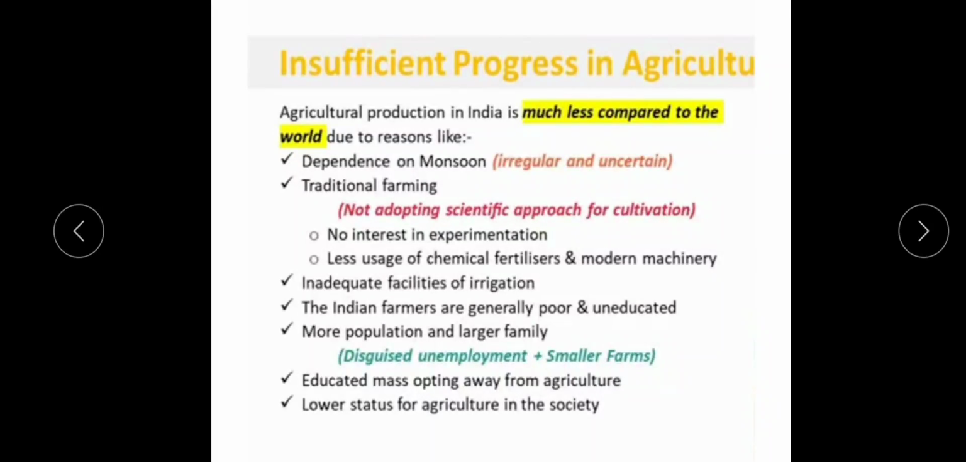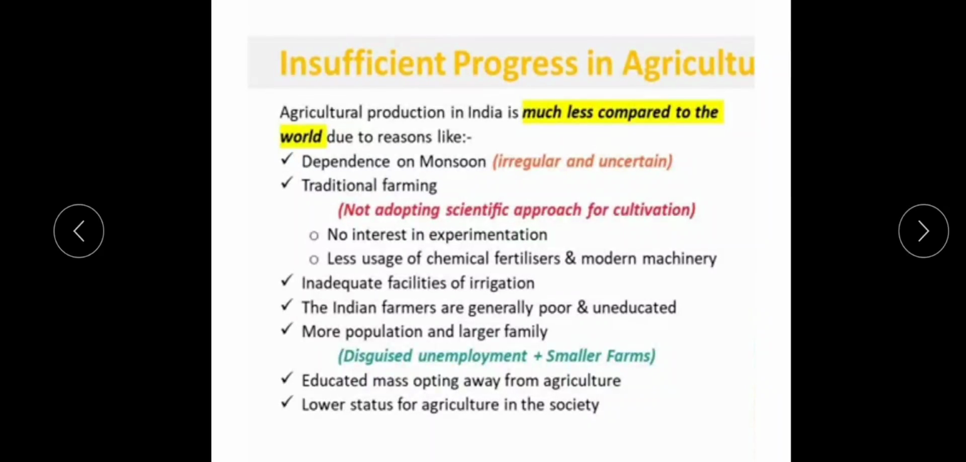And as there is more population and large families, there is disguised unemployment plus smaller farms. In those smaller farms, disguised unemployment means it is a small farm where only two farmers can work, but instead of two farmers there are seven farmers working, and because of that the income has to be distributed and cannot be taken entirely by the two farmers who actually should get it. So in short, it comes under disguised unemployment.